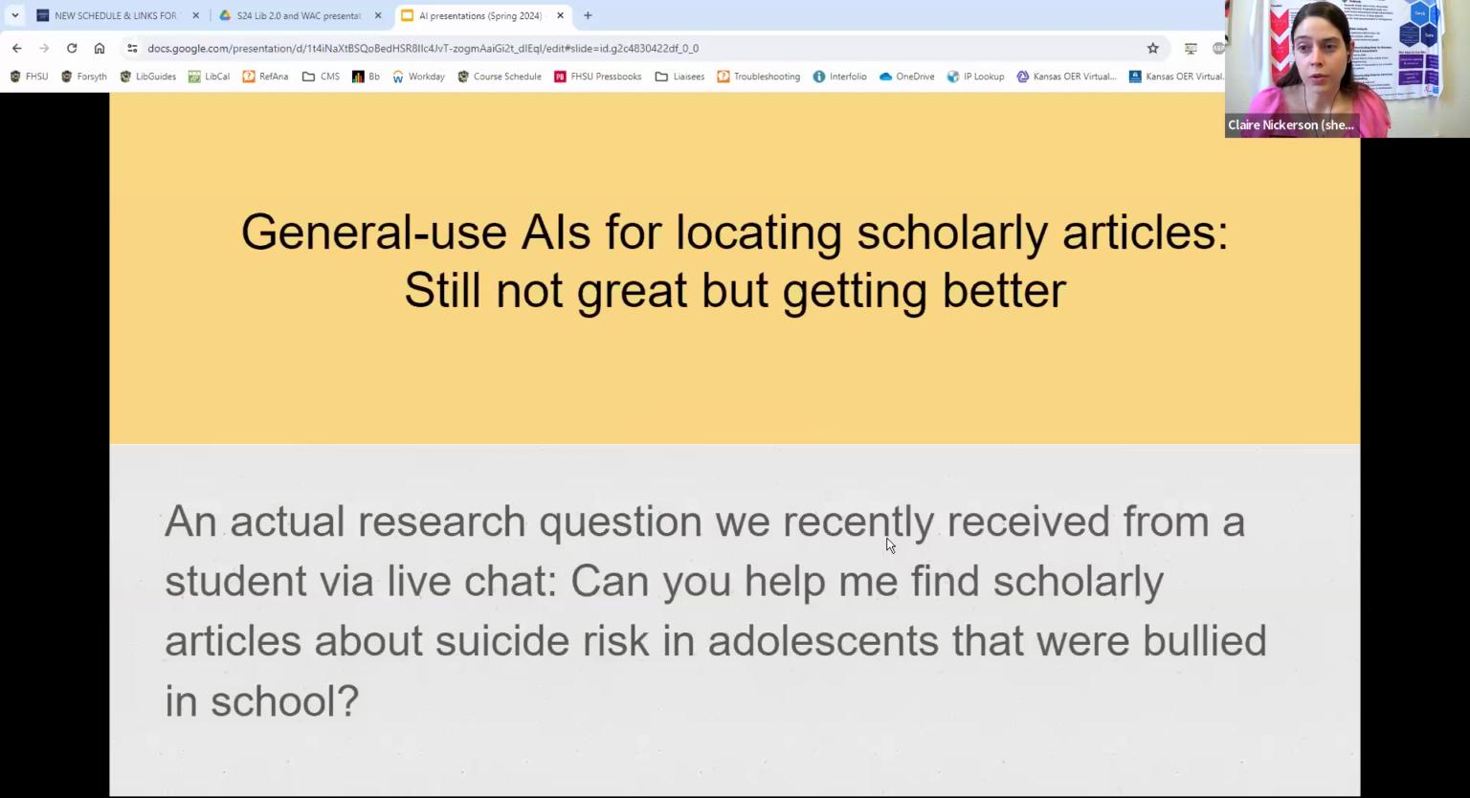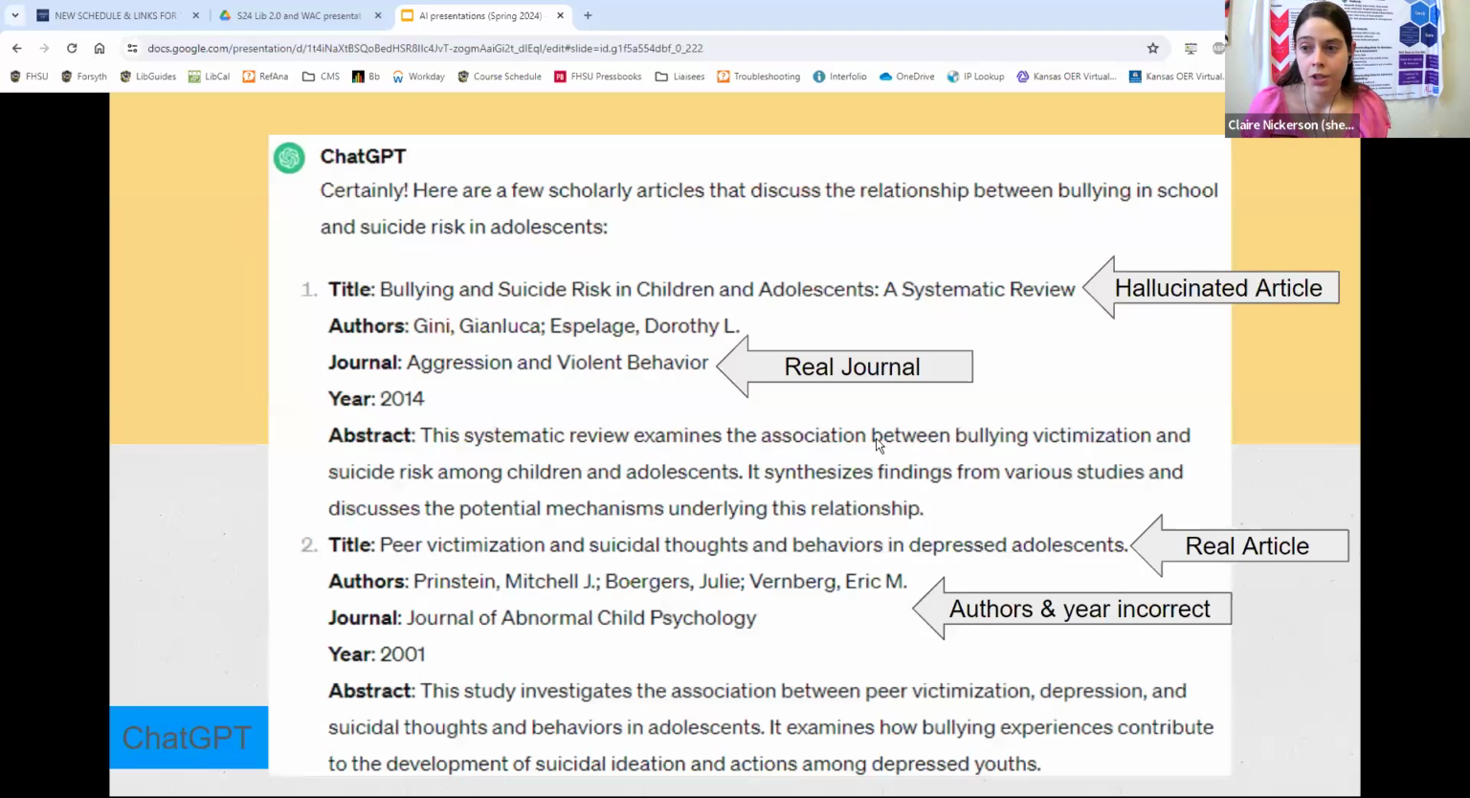So general use AIs for locating specifically scholarly articles, they're still not great, but getting better. I put together some examples based on an actual research question we recently received from a student via live chat, on the premise that if a student would ask us this via live chat, they might also ask this of a generative AI platform. Can you help me find scholarly articles about suicide risk in adolescents that were bullied in school? So ChatGPT, still not great for this.